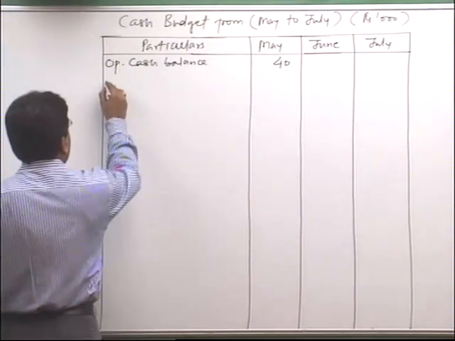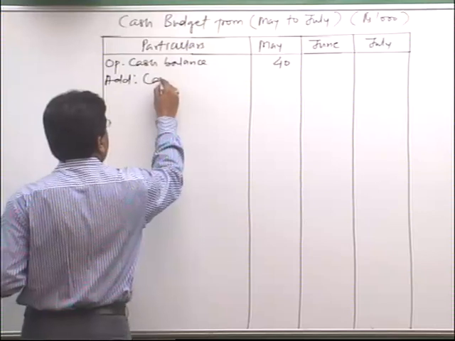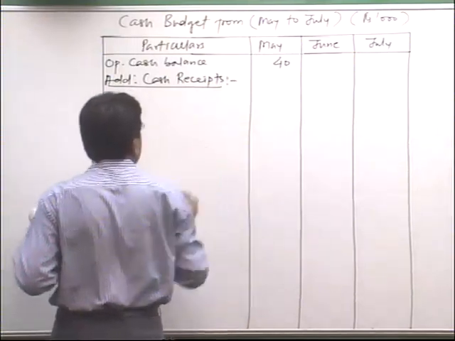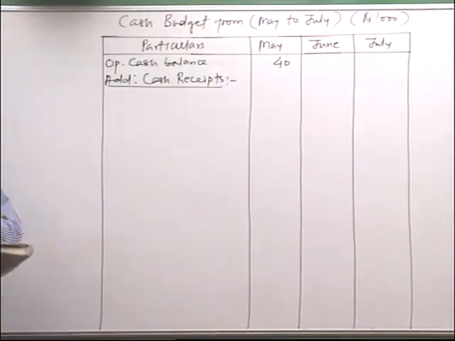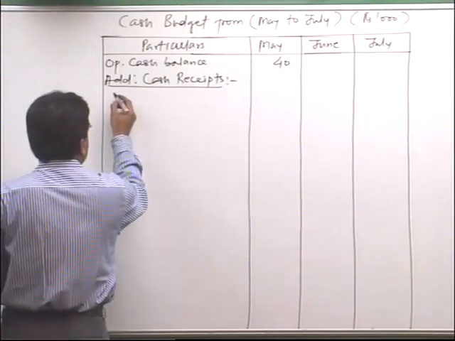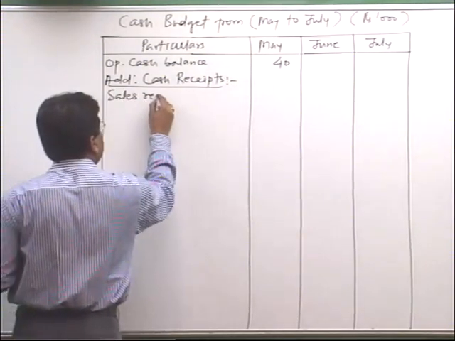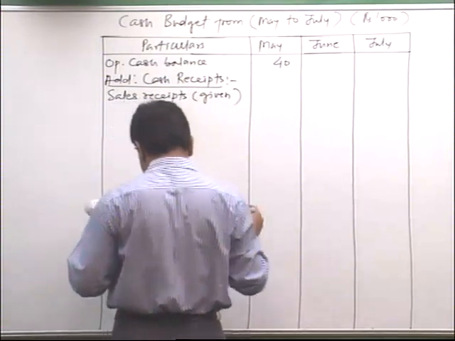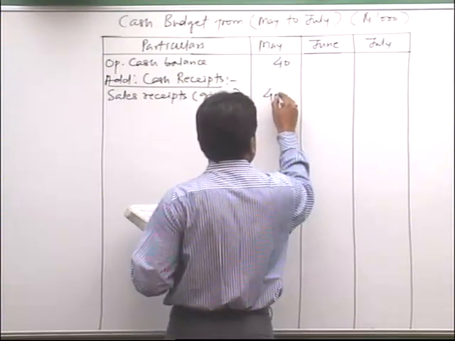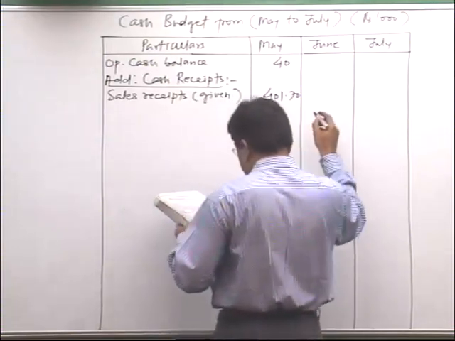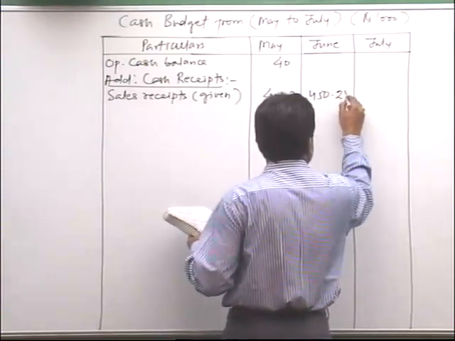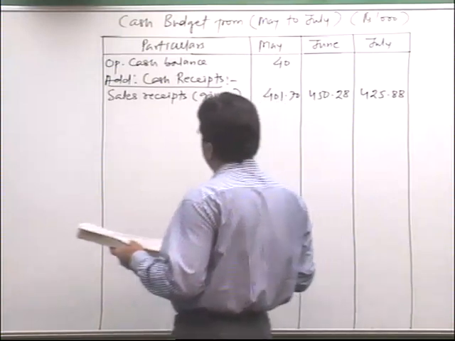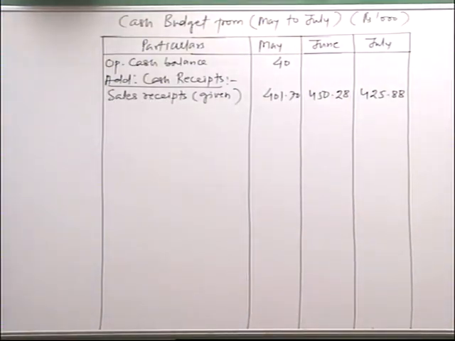Now add cash receipts. In this sum, there is only one source of cash receipt. So write down sales receipts. It is as given in the question. It is 401.7, 450.28 and 425.88. This is the first and the only source of cash receipt.